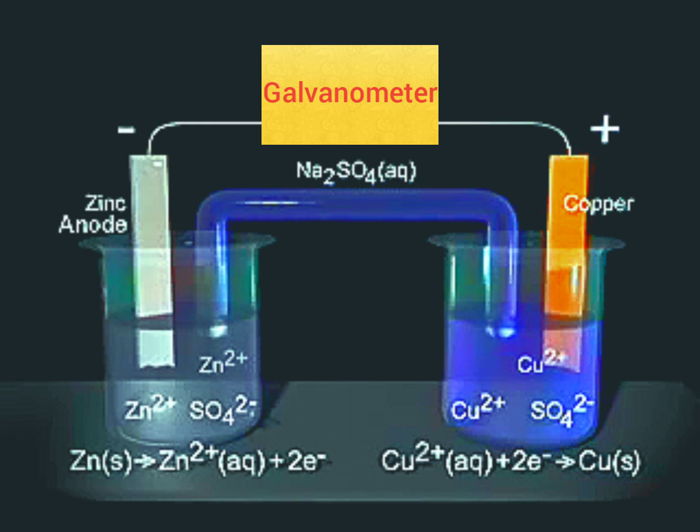The electrode at which oxidation takes place is called anode, and the electrode at which reduction takes place is called cathode. The electrons flow from anode to cathode, and the salt bridge is filled with sodium sulfate solution, which helps in the transport of sulfate ions across the two solutions.